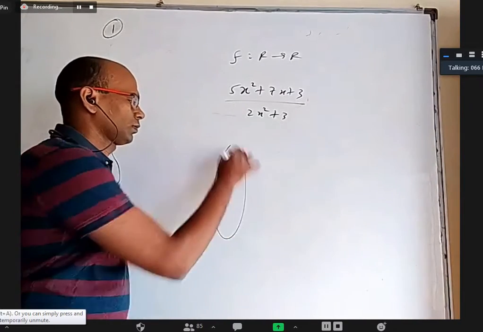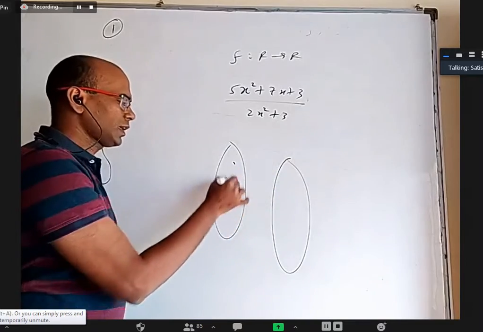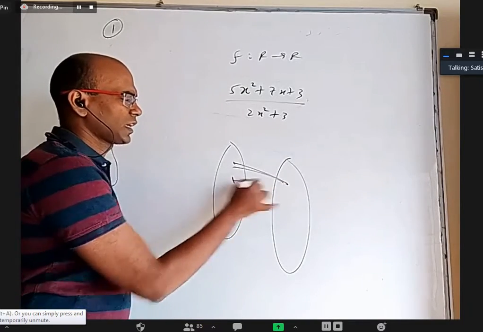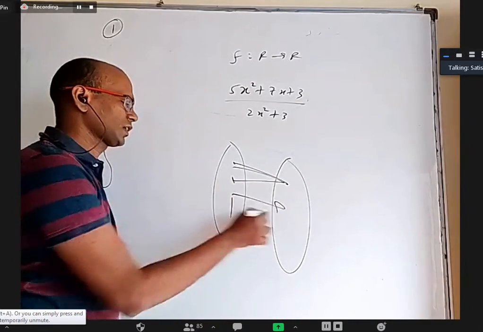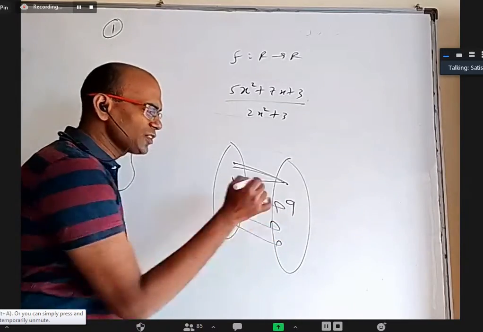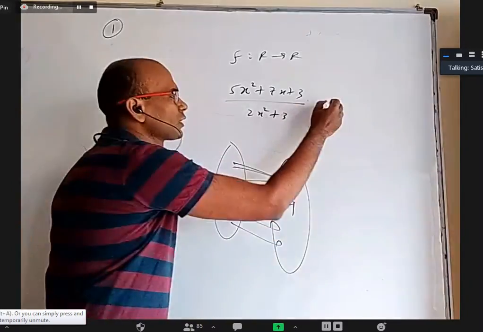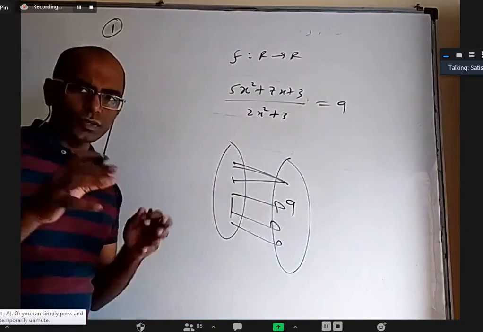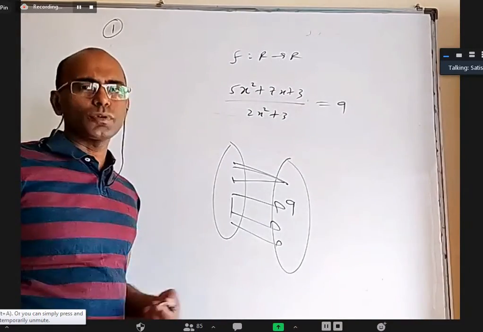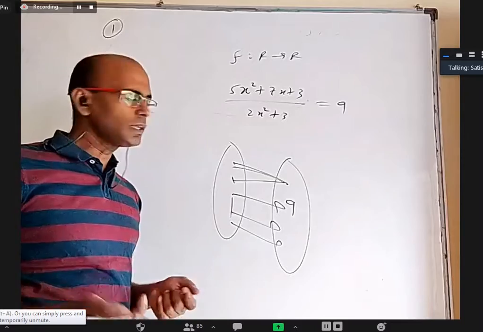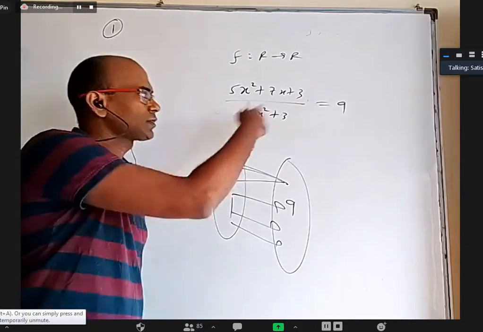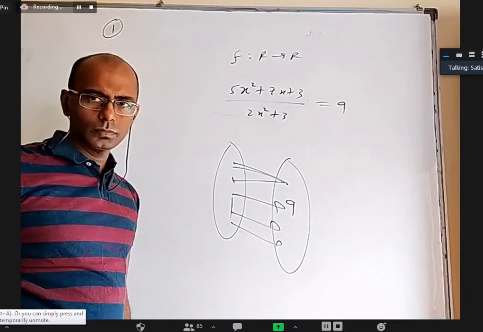Sir will equate it to 9, sir. Yeah. There are some numbers that are connecting, maybe 2 numbers connected to 1 number, quite possible. 1 is connected like this, maybe. Whether 9 is used or not, how to know? If you equate it to 9, do cross multiplication, you get an equation. You should get some solution for that equation. If you don't get any solution, there is no x value which can answer the 9, right?